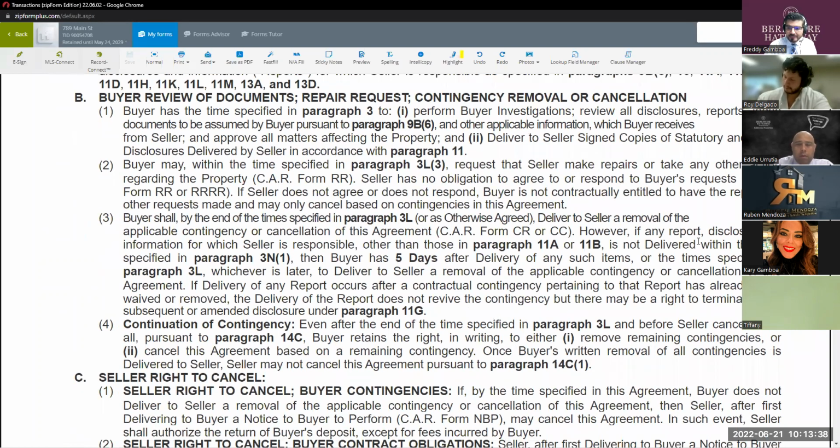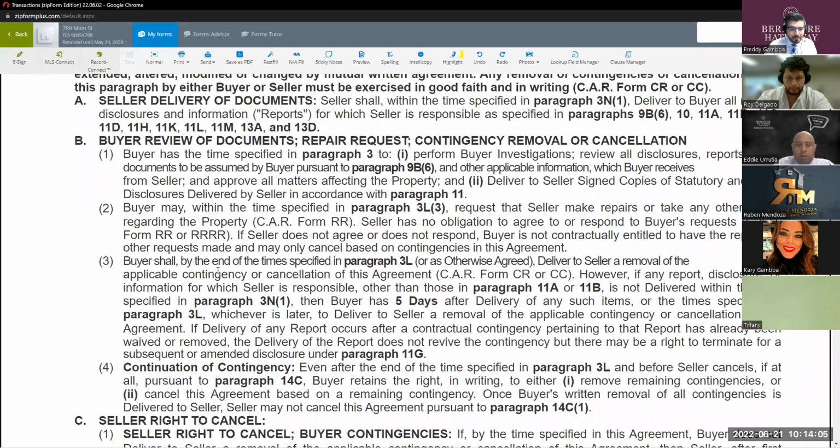However, if any report, disclosure, or information for which the seller is responsible, other than those in paragraph 11A or 11B, is not delivered within the time specified in paragraph 3N1, the buyer has 5 days after delivery of such items or the time specified in paragraph 3L, whichever is later, to deliver to the seller a removal of the applicable contingency or cancellation of this agreement.